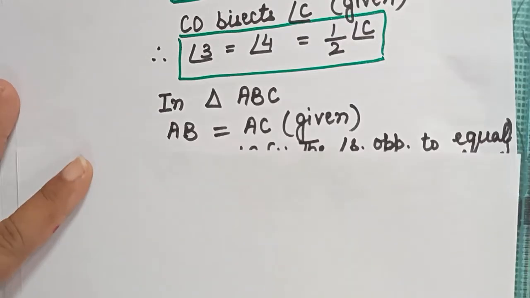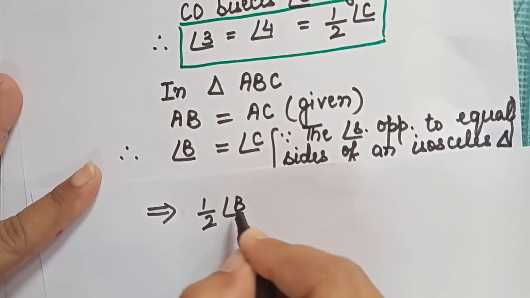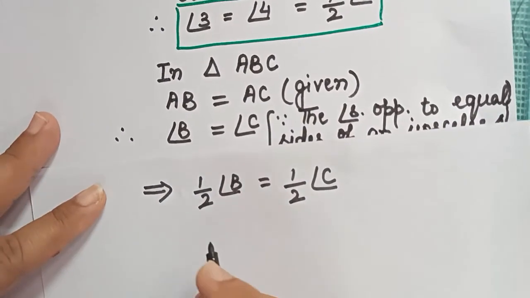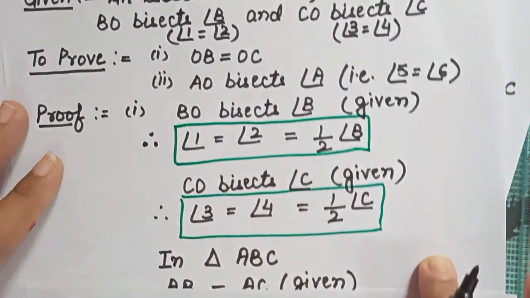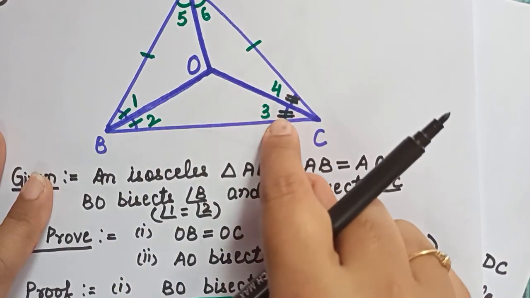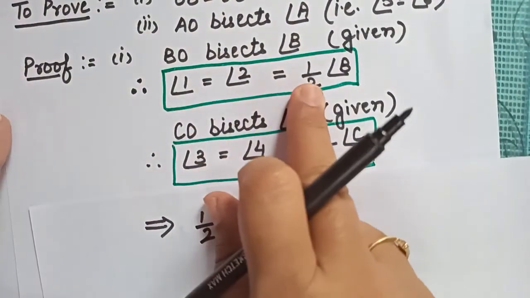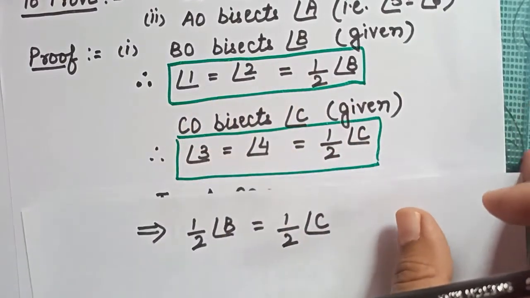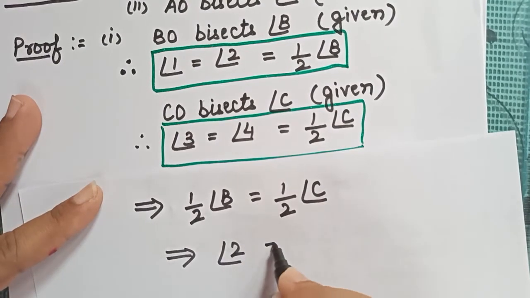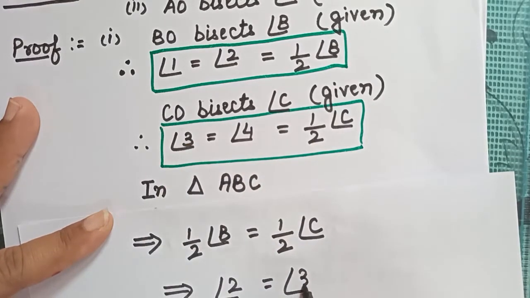Now if B is equal to C, I can write half of angle B is equal to half of angle C. अगर दो equal चीज़ें हैं तो उनके halves भी equal होंगे. Now half of angle B. According to this figure, I want half as 2 here for B, and for C I want 3. So I am taking half of B as 2. This has been already proved that half of B is angle 1 and 2 both. I need angle 2, so I am writing angle 2 is equal to, and angle 3 and 4 both are half of C. I want angle 3, so angle 3.